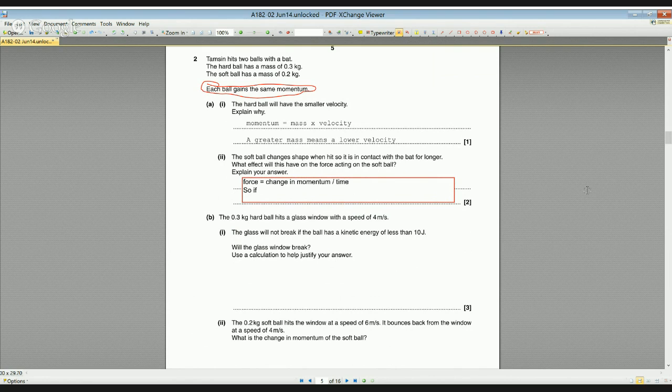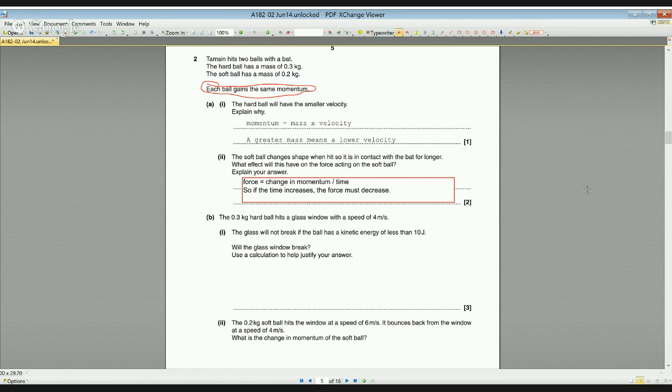So if the time increases, and that's what's happening here, the ball is in contact with the bat for longer, so the time during which that momentum change is happening is getting bigger. So if the time increases, the force must decrease because they are inversely proportional.